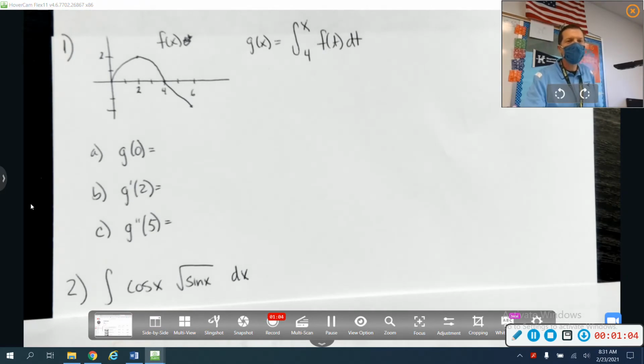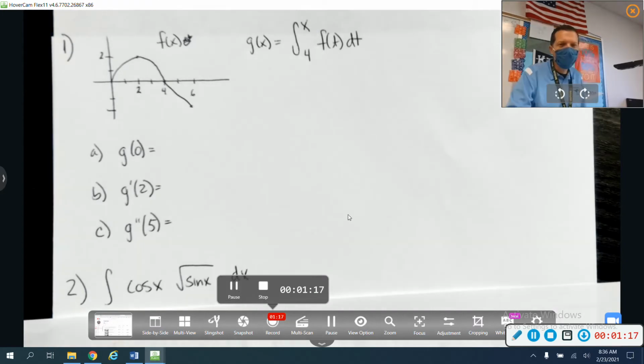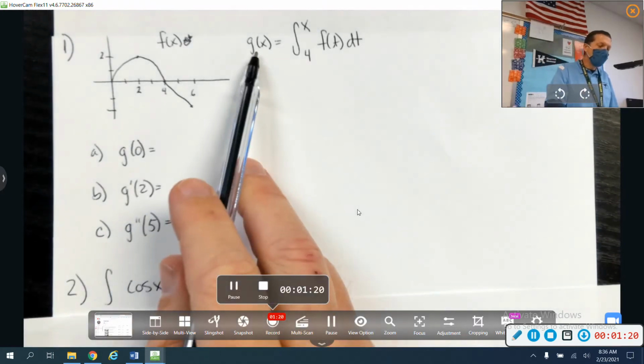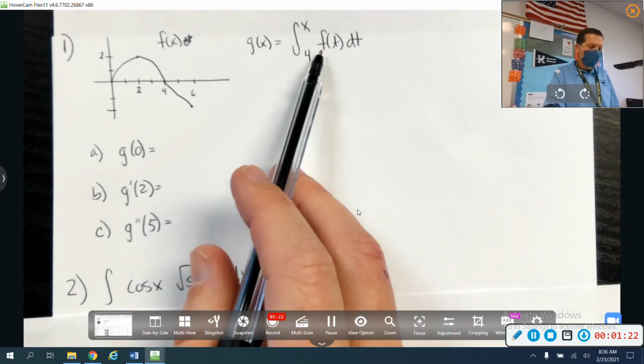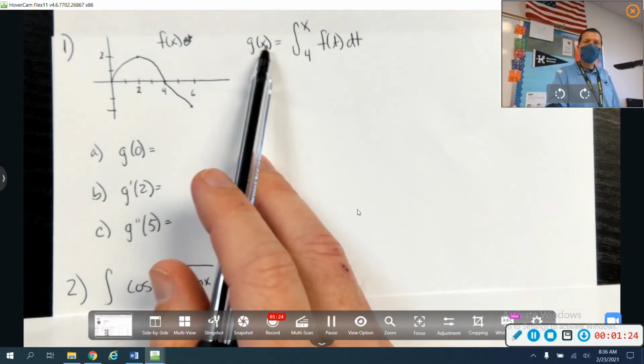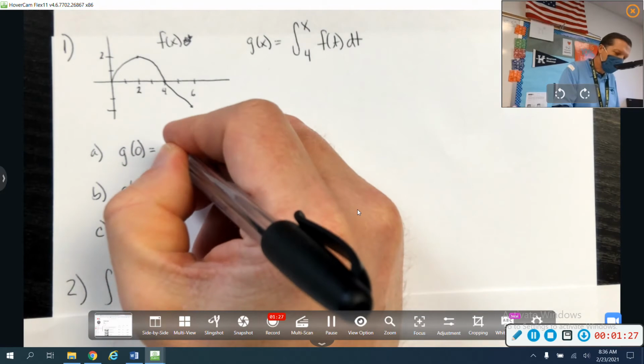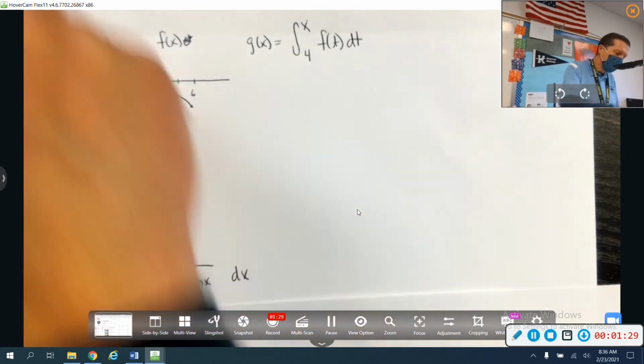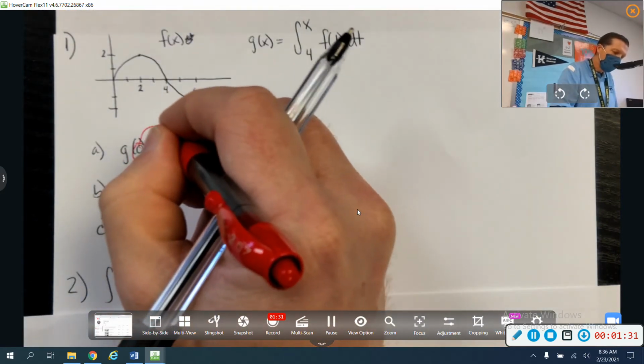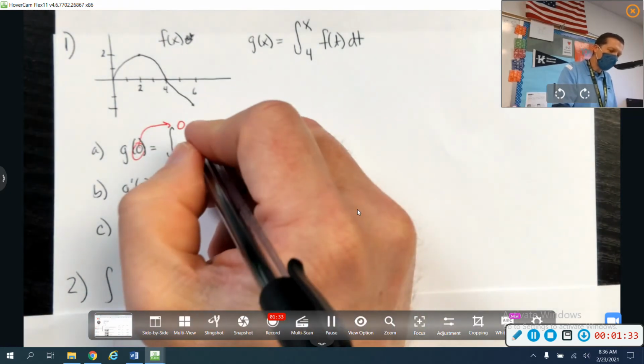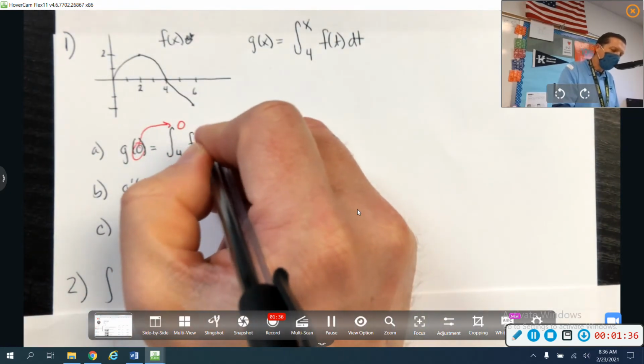And yes, this first question is very much related to the test, where g of x is defined as this integral from 4 to x of this function. So g of 0, we're told what g is. So this is the function g. So I'm going to look at the function g and just plug 0 in for x. So from 4 to 0, so that's backwards, but that's okay. I can handle backwards.